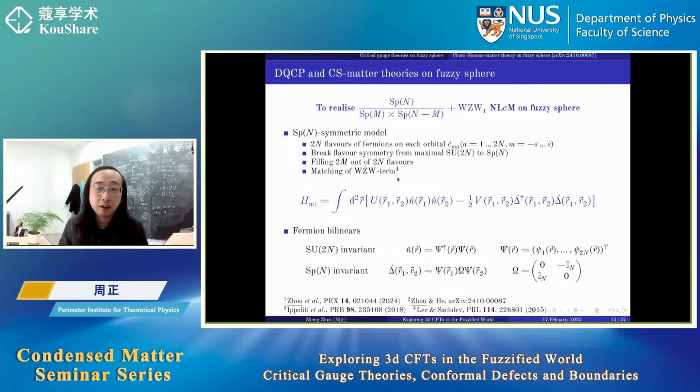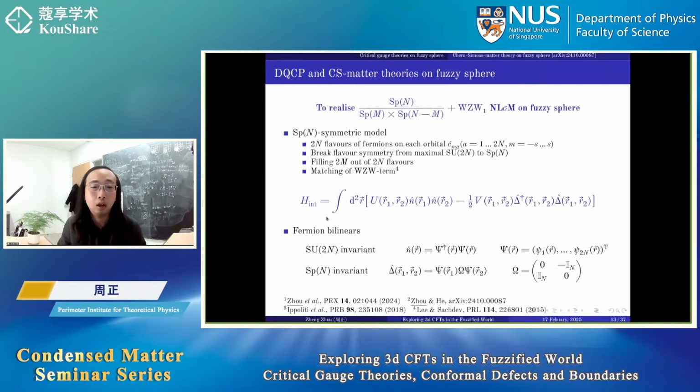So we put 2n flavors on each orbital, and we break the flavor symmetry from the maximal SU(2n) to an Spn symmetry, and we fill 2m out of 2n flavors. In this way, the Spm and Sp(n minus m) that get modded describe the symmetry of the filled and the empty flavors. The matching of the Wess-Zumino-Witten term is proven in the Sp2 or SO5 case, and we expect the Spn case to be a natural generalization.